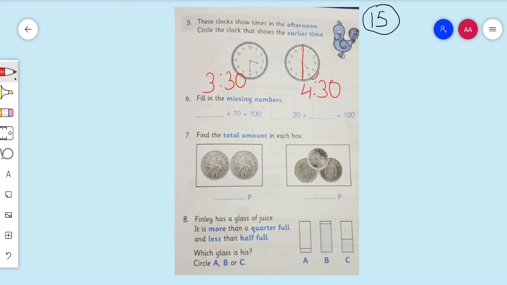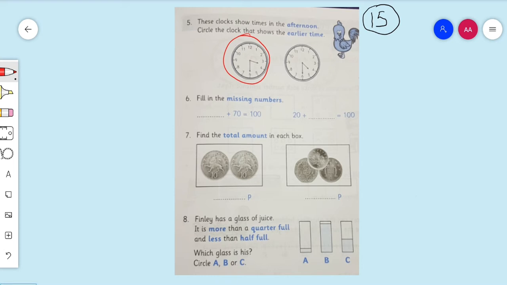Now we need to see which digital clock is the bigger and which one is the smaller. The 4:30 is the bigger because the 4 is bigger than the 3. And the 3 is less because it's less than 4. So we need to circle this clock here because it's the earlier time, and it told us to circle the earlier time. Now we need to circle the 3:31, which is this one. And that is our answer.